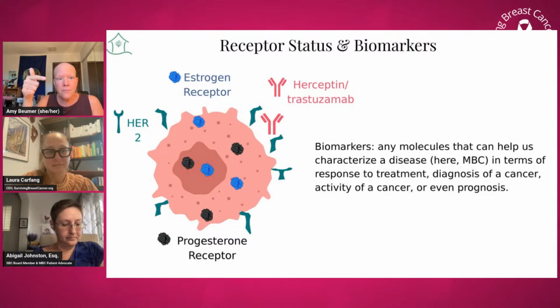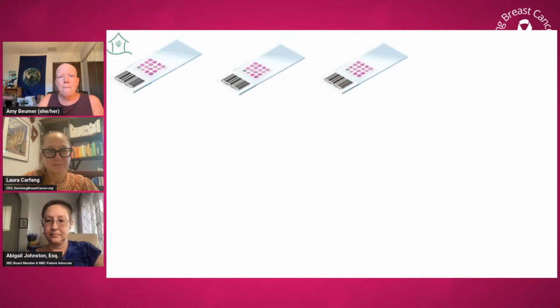Diagnosis of the cancer, activity of the cancer, or even prognosis. So we can get a lot of information from different types of biomarkers, including receptor status. All right, so how does this work in the lab? How would they do this? That's what we're going to show here.